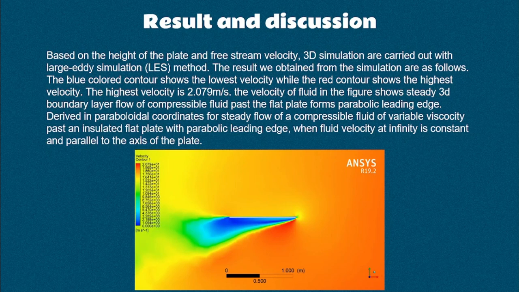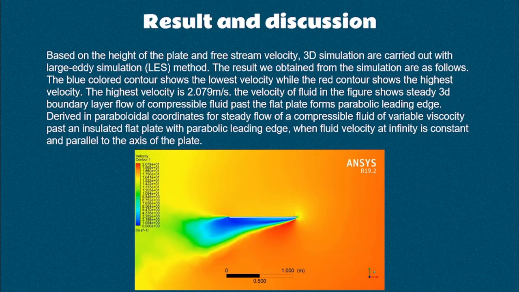Based on the height of the plate and free stream velocity, 3D simulations are carried out with the Large Eddy Simulation (LES) method. The results we obtain from the simulation are as follows. The blue colored contour shows the lowest velocity, while the red contour shows the highest velocity. The highest velocity is 2.079 meters per second.